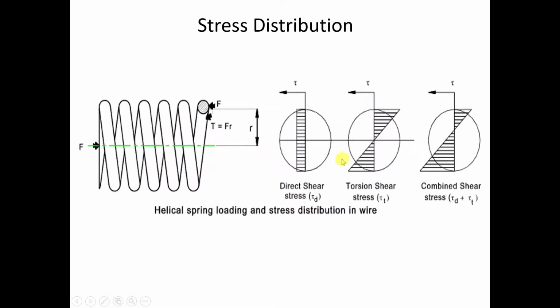Let's take another example in which again you have applied a compressive force F like this. Due to the application of this force F, two shear stresses have been developed. One is the direct shear stress, and the direction of the shear stress will look like this, and the shear stress developed due to the torsion T will look like this. And if you sum up these two, you will come up with a figure like this. So this is how the stress is distributed across its area.